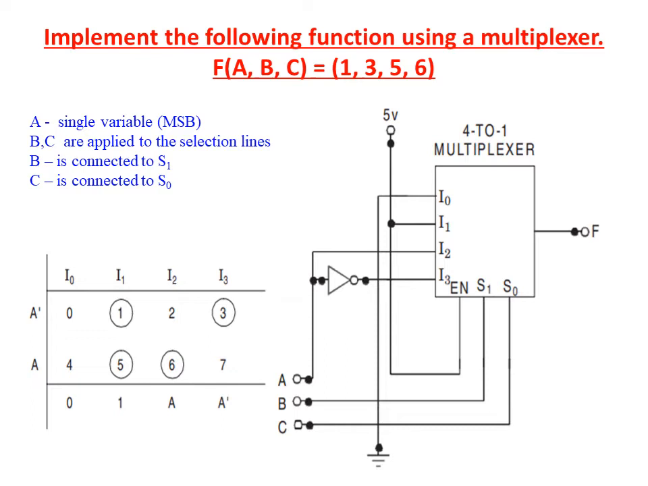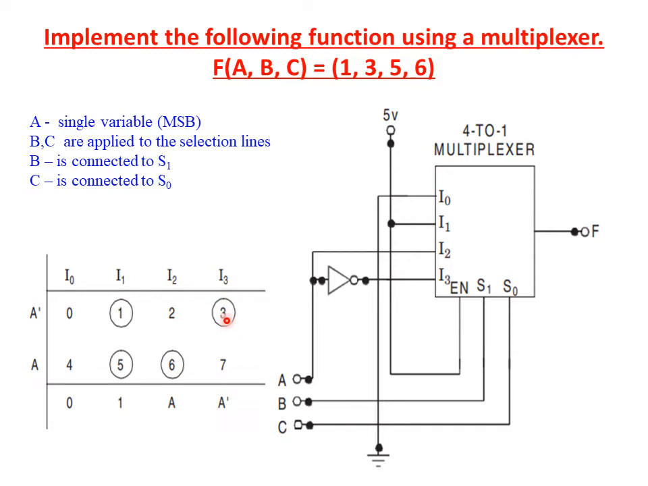In this example, we are considering A as a single variable, that is the MSB bit, and BC is applied to the selection lines. B is connected to S1, C is connected to S0. So we are writing the table with A bar, A as the single variable, and 0, 1, 2, 3, 4, 5, 6, 7 in order. Now we are grouping the min terms 3, 1, 3, 5, 6.